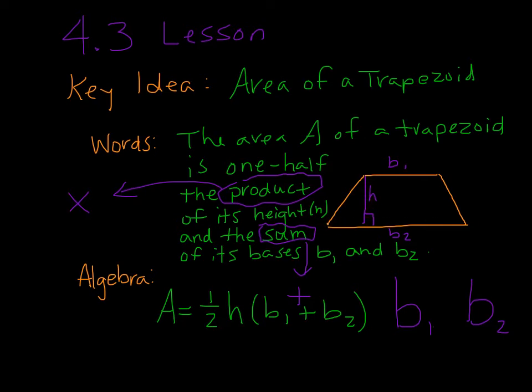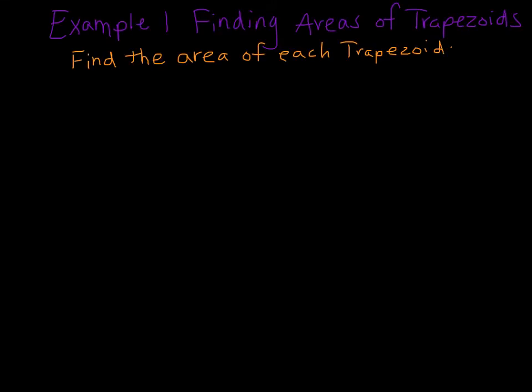Let's look at what this looks like in an actual example. I think it will help you out a lot more when you have an example. So example 1 is finding areas of trapezoids. If the directions say find the area of each trapezoid and they give you the shape, this is exactly how you'll have it set up. You'll have more A's this time, so pay attention. In this example, they give us a trapezoid that has a base 1 of 5 feet, a base 2 of 9 feet, and a height of 6 feet.